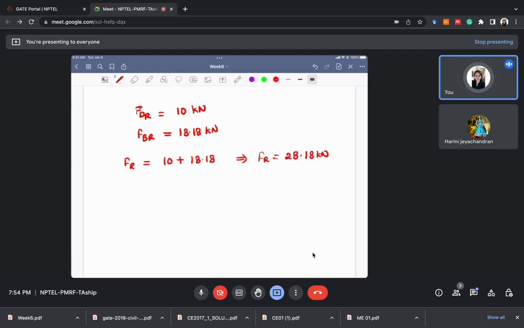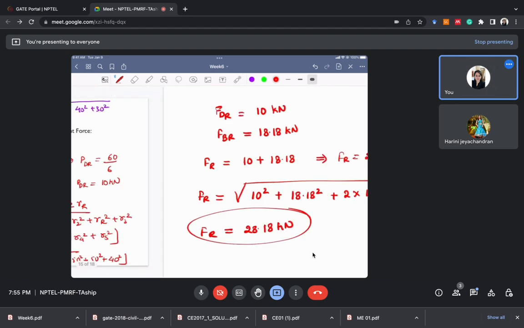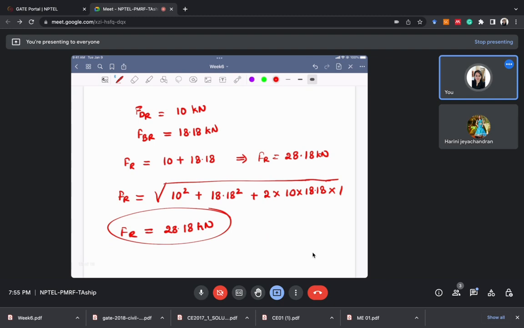If you want to use the formula, since the angle between those two was 0 degree, because they are in the same direction, even if you use the formula, you'll get the same answer. First, PDR square plus PBR square plus 2 into PDR into 18.18 into cos 0 degree. Cos 0 degree is 1. So in this way also you'll get the same answer, 28.18 kilonewton. So this is the answer for this problem.